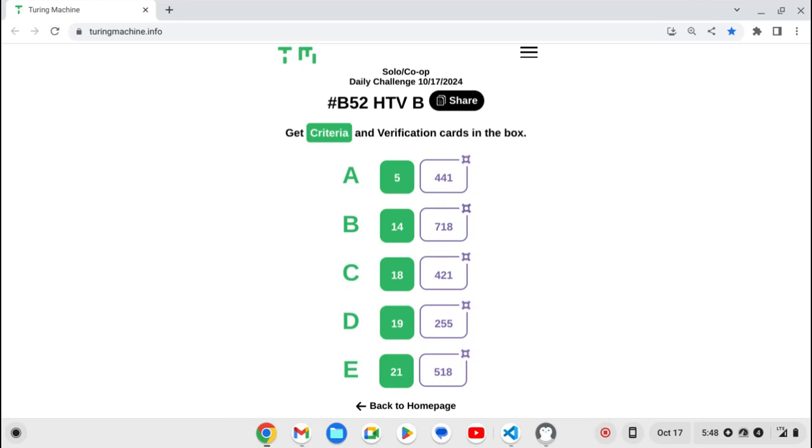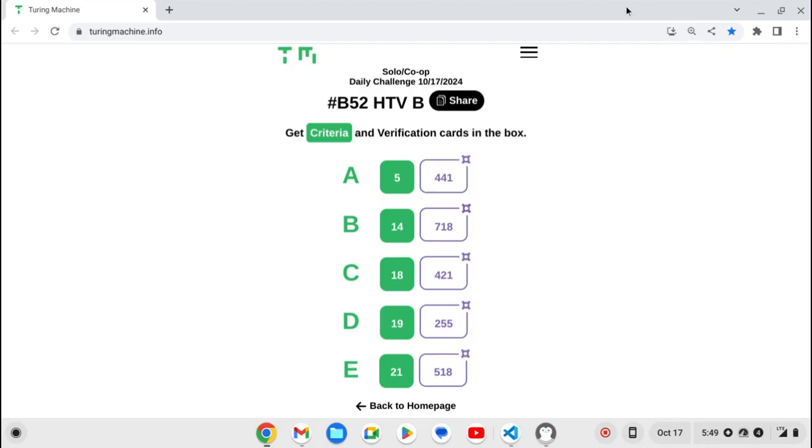Let's begin. Today's October 17th, 2024, and we're solving the Daily Turing Machine Puzzle. Today's puzzle uses the following 5 criteria cards: criteria card 5, 14, 18, 19, and 21. And the puzzle uses the purple verification cards. The code above is your way to get more information on today's puzzle by searching the code on turingmachine.info.